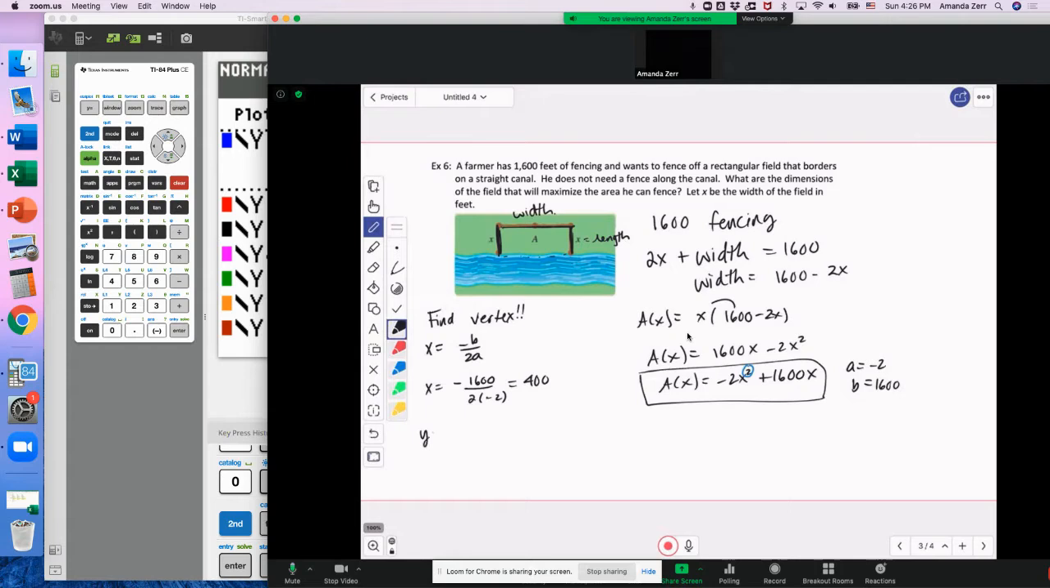Now the y, we get that by plugging our 400 right into our function and figuring out the output. So we'd get negative 2 times 400 squared plus 1,600 times 400. And that gives us, let's see, 320,000 square feet.